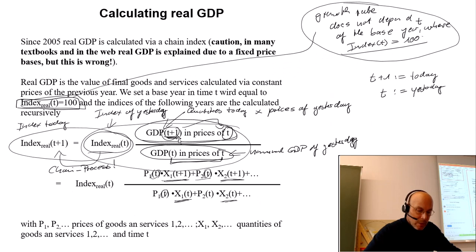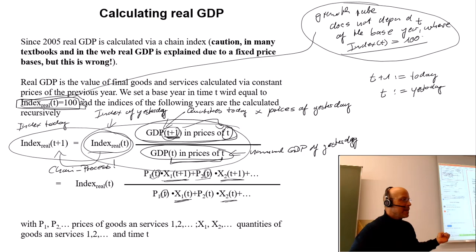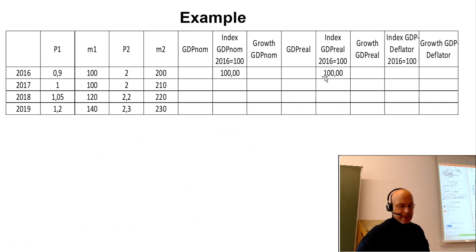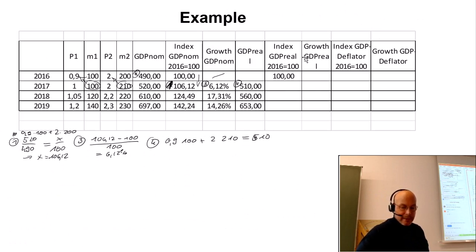Okay, and now we go to this chain definition of the index of real GDP. So now we have this value, real GDP. We have to divide it by the nominal GDP of the former year and multiply with the index of the former year. And there we said we can choose just 1 year as a starting point where we can set the index to 100. And this I did here. I just set the index of 2016 to 100.